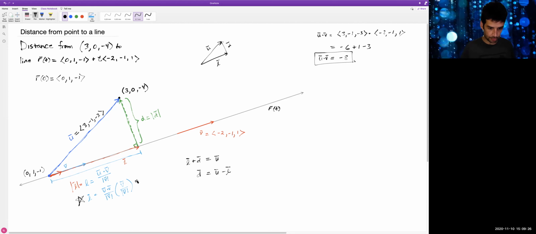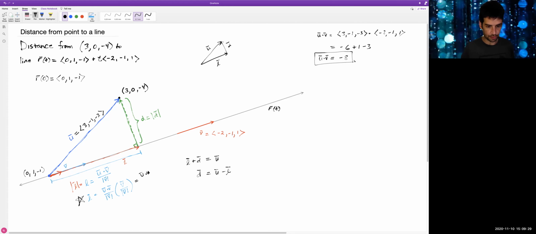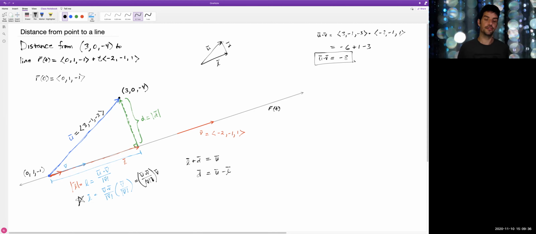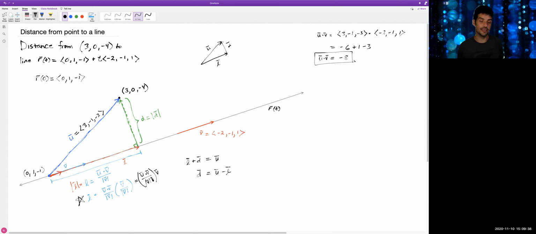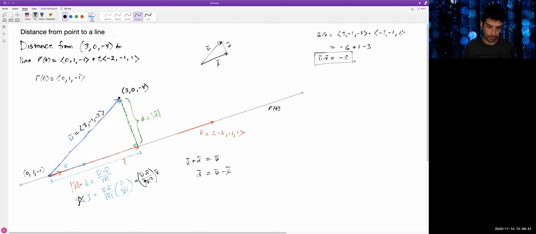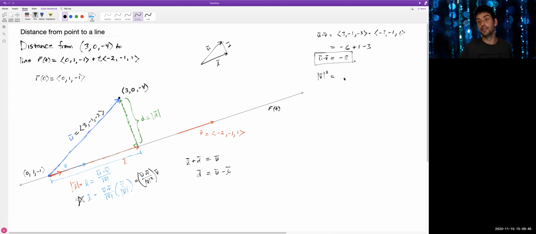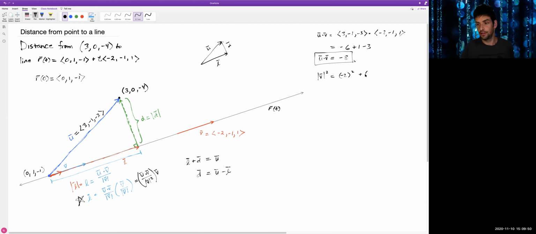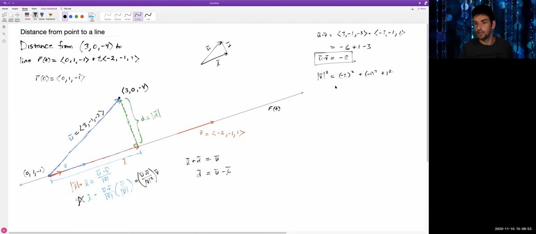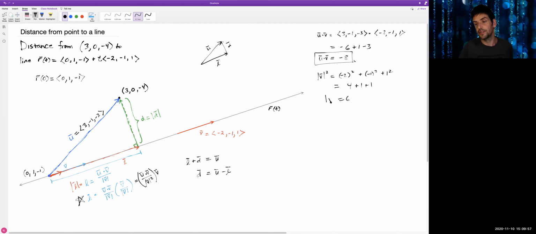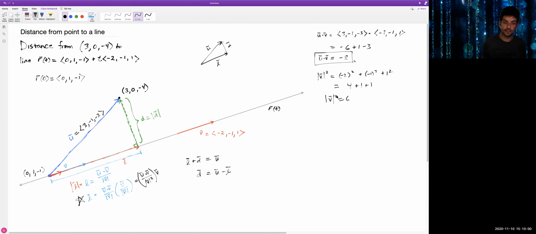While we're doing this, I'm going to rewrite this. This is, I think, often how this formula is presented: magnitude of v squared times the vector v. Keeping in mind, this thing in front is a number, a scalar that we're scaling the vector v with. So we need the magnitude of v squared, which is just the sum of the squares of its components. So this is going to be 4 plus 1 plus 1, which is 6. So the magnitude of v squared is 6.